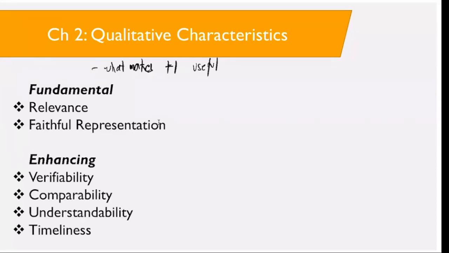First, we have your fundamental qualitative characteristics. Next, we have your enhancing qualitative characteristics. Okay, so for information to be useful, what needs to be present only is the fundamental qualitative characteristics.